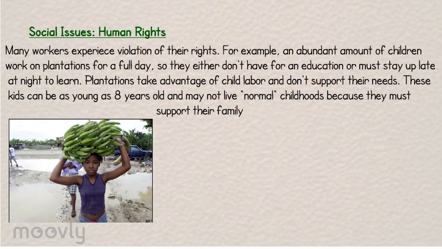Social issues, human rights. Many workers experience violations of their rights. For example, an abundant amount of children work on plantations for a full day, so they either don't have enough time for an education or must stay up late at night to learn. Plantations take advantage of child labor and don't support their needs. These kids can be as young as 8 years old and may not live normal childhoods because they must support their families.